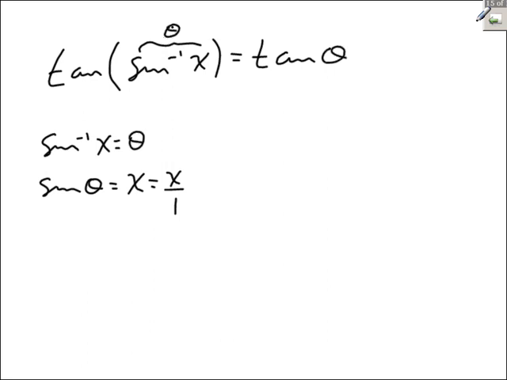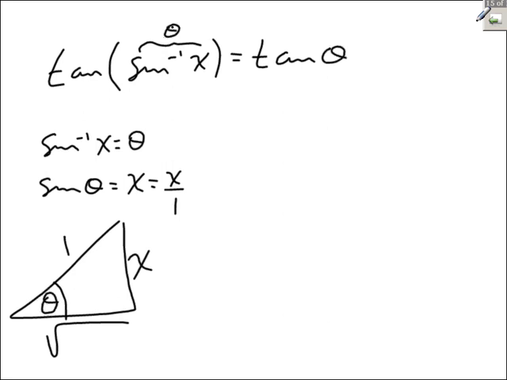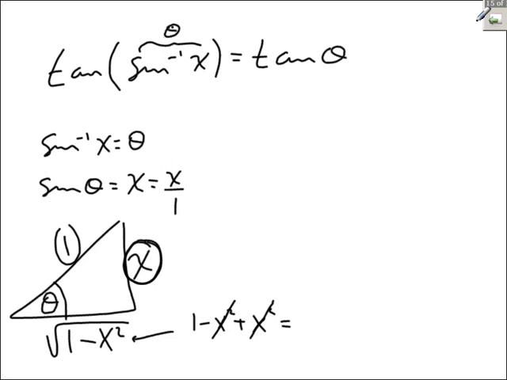So I draw a triangle. Doesn't matter what quadrant you're in. Draw a triangle with angle theta, and the sine is x over 1. The hypotenuse gets squared, minus this gets squared. After all, if you square that, you get 1 minus x squared. And then when you add on x squared, this cancels out, and you get 1, which is exactly where 1 squared is.